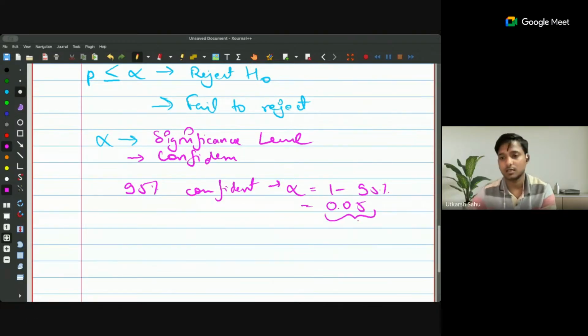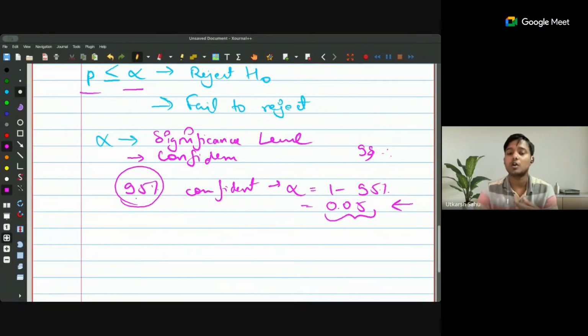So I hope you get this thing, right? What is 0.05 coming from? Why do we generally say 0.05? This is a very common alpha value which is used across statistics. If you want more confidence, if you want to be 99% confident, you can have the corresponding alpha. So remember, you compare p with alpha, not with your confidence level. So always convert your confidence level to significance level by doing 1 minus that.